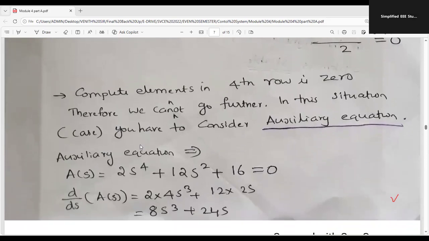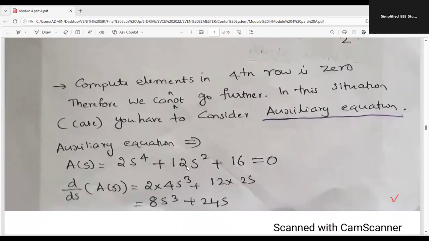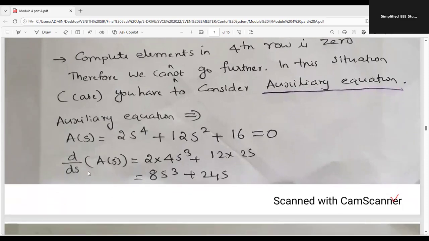Same thing I have written. Look at this: 2 s to the power 4 plus 12 s to the power 2 plus 16 equal to 0. We call this the auxiliary equation. All are in the S domain, so it is better to write A of S. That is actually the auxiliary equation. Now take the differential of the auxiliary equation, d by ds of A of S.